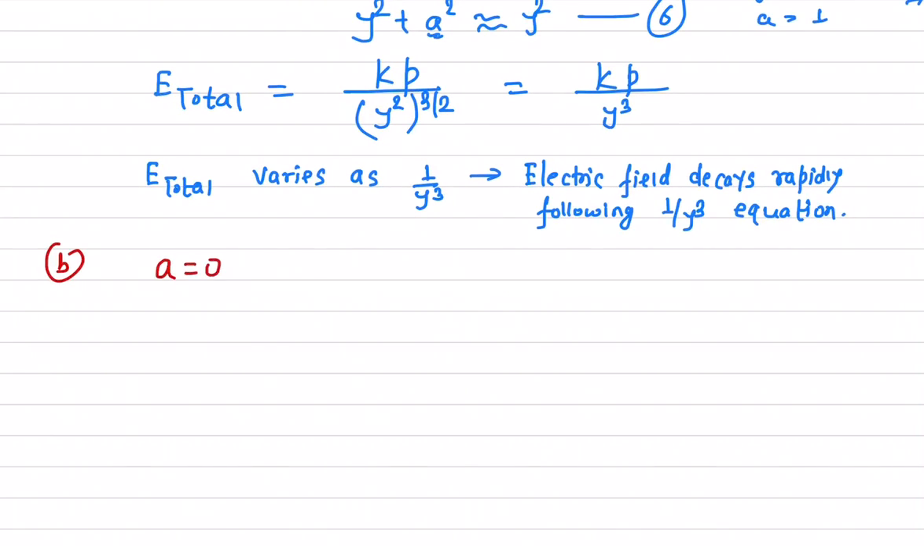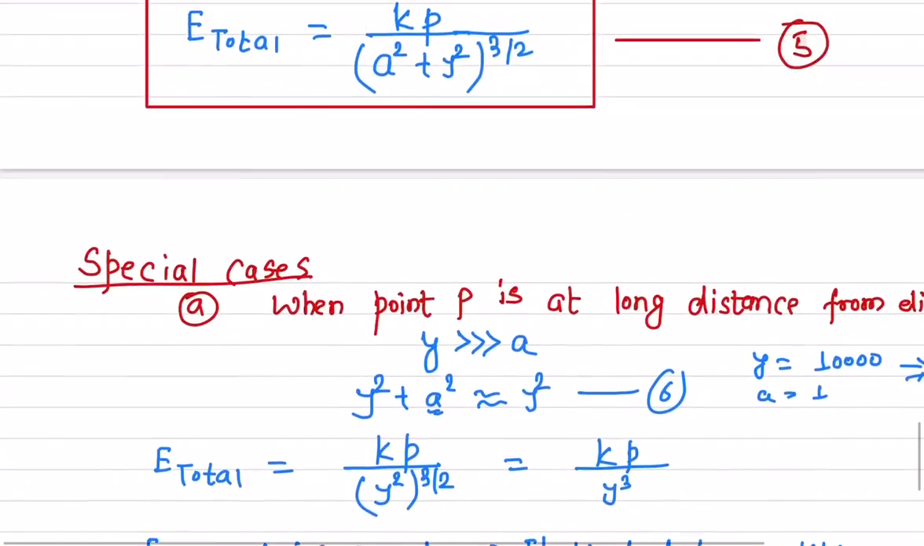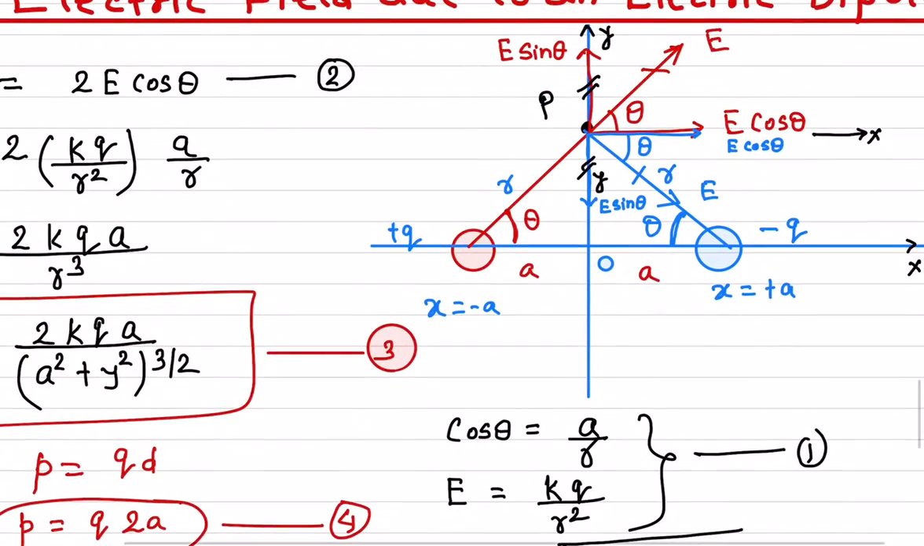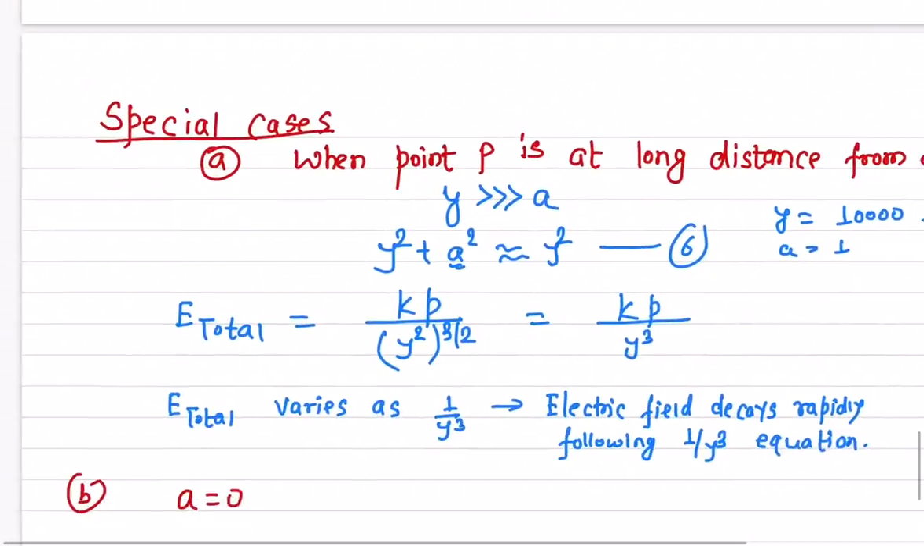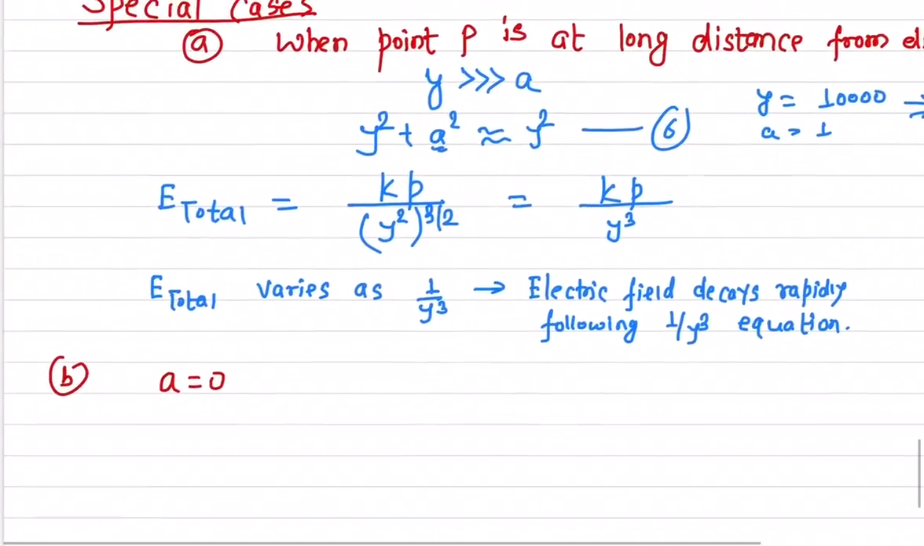All right, now let's choose another case here. In this case, we assume a is equal to 0. What does that mean? When a is equal to 0, both charges, this negative charge and this positive charge, lie exactly at the same location. That means there are no charges at all, and there is no dipole moment.